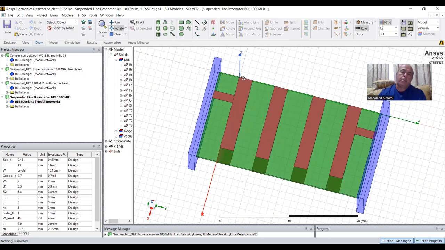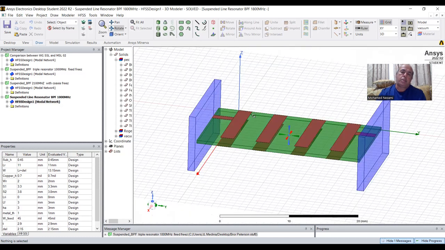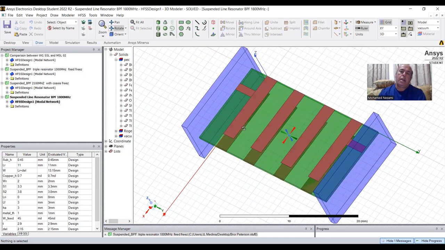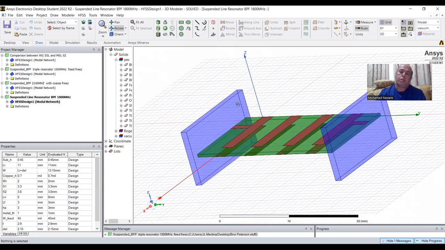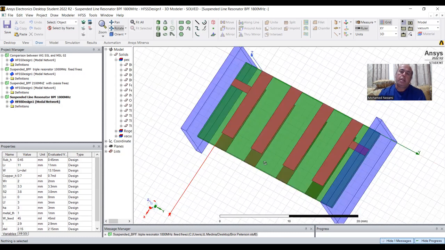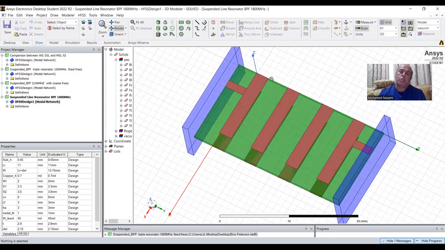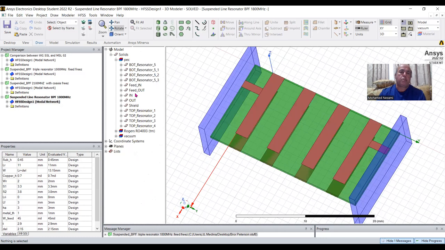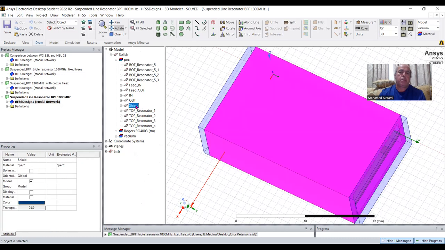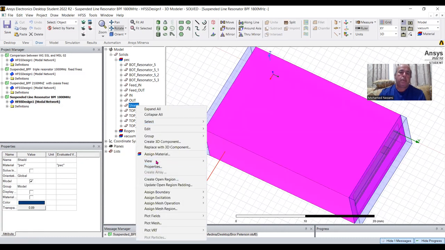These are shorted on one side of the box, and these are shorted on the other side. Right now, the housing for this particular filter is not shown. I'm going to show it in a minute. Okay, shield, let's put that on.